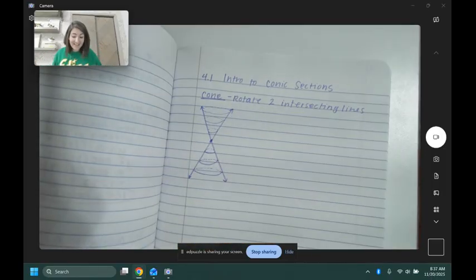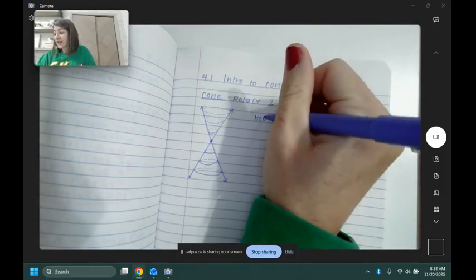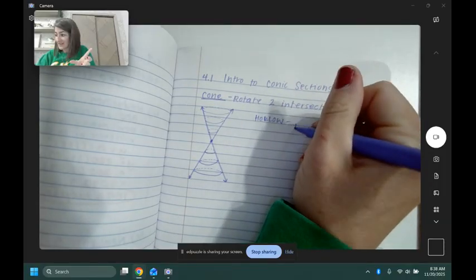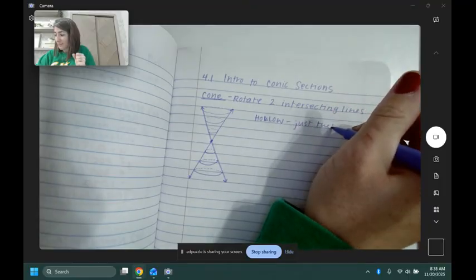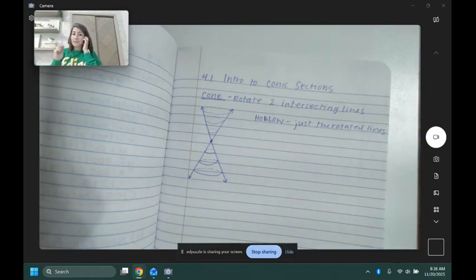And a couple of things about this cone. First of all, because I took two lines and rotated it, it is hollow. So when we're slicing it, it's really just the lines. So when I'm slicing it or taking cuts of it, I'm also going to be getting hollow pieces, just the parts of the line that it's intersecting with all of my slices.